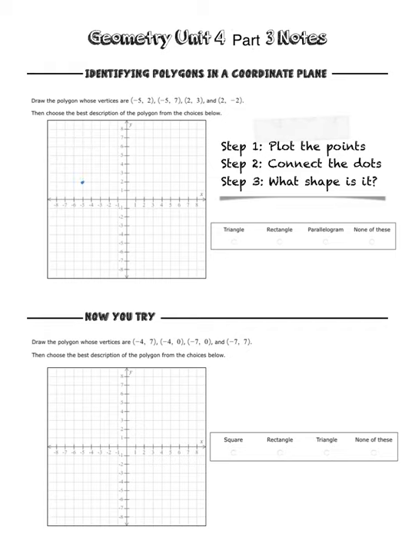Then we're going to do -5, 7, 2, 3, 1, 2, 3, and 2, -2. So first, plot the points. Then, connect the dots. I'll be as straight as I can. This will be much neater in Alex.